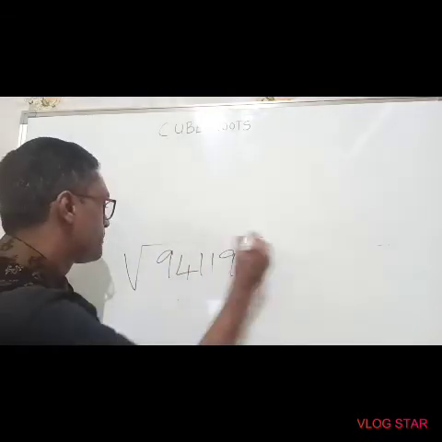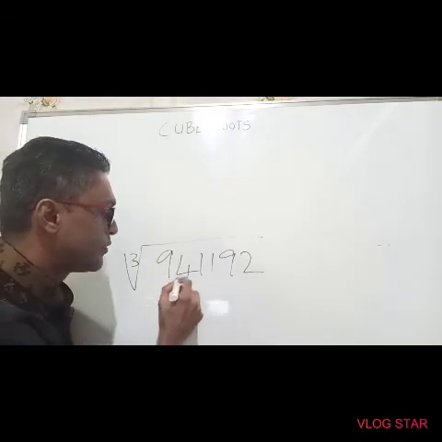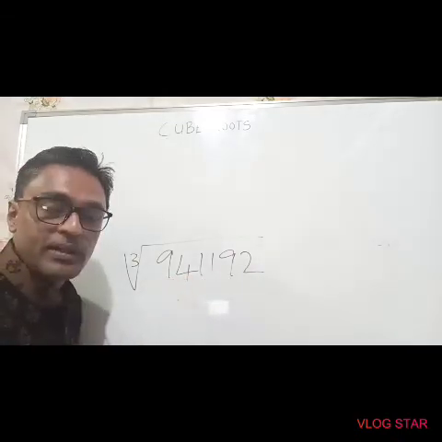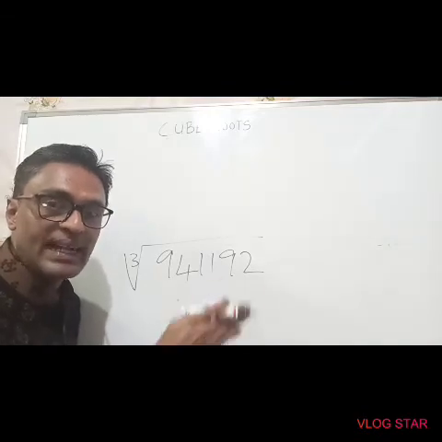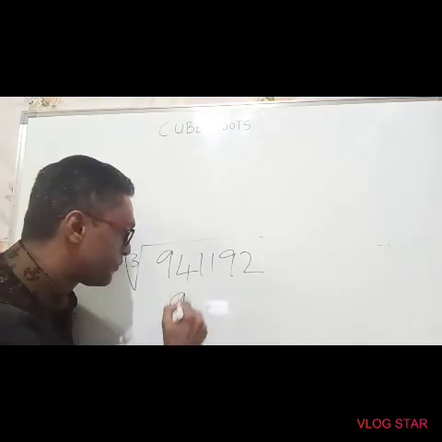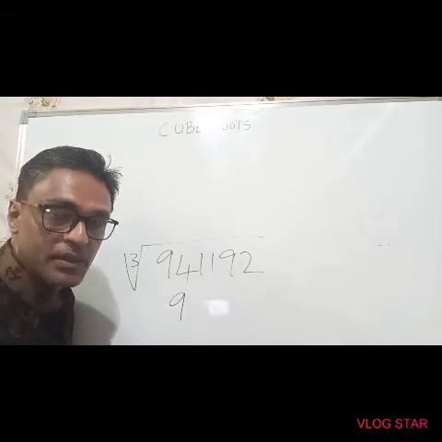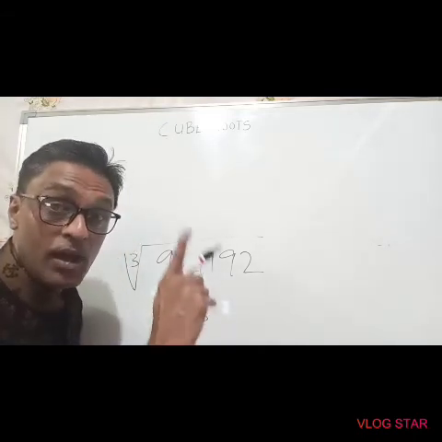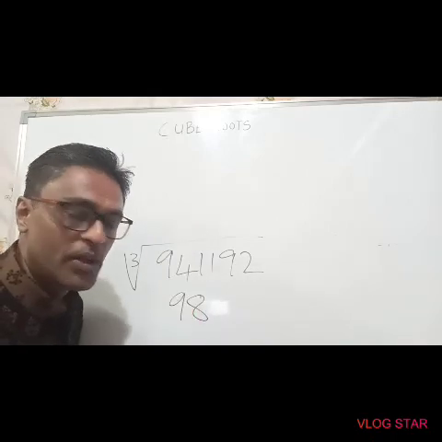Cube root of 941,192. Now, not underlining anything. 941 comes between 9 cube and 10 cube. So the answer starts with 9. 2 cube is 8. Single number, the ending number is 8. The answer is 98. Finally, an example, you will enjoy this.